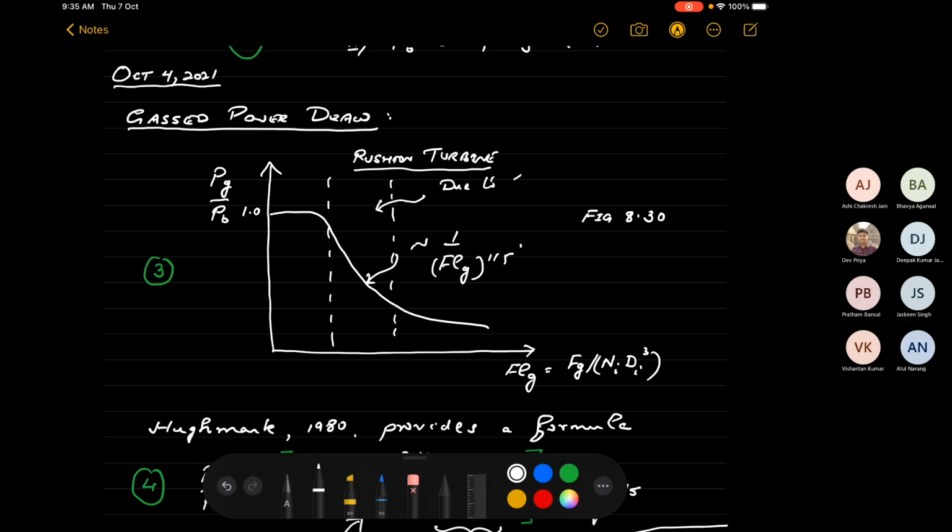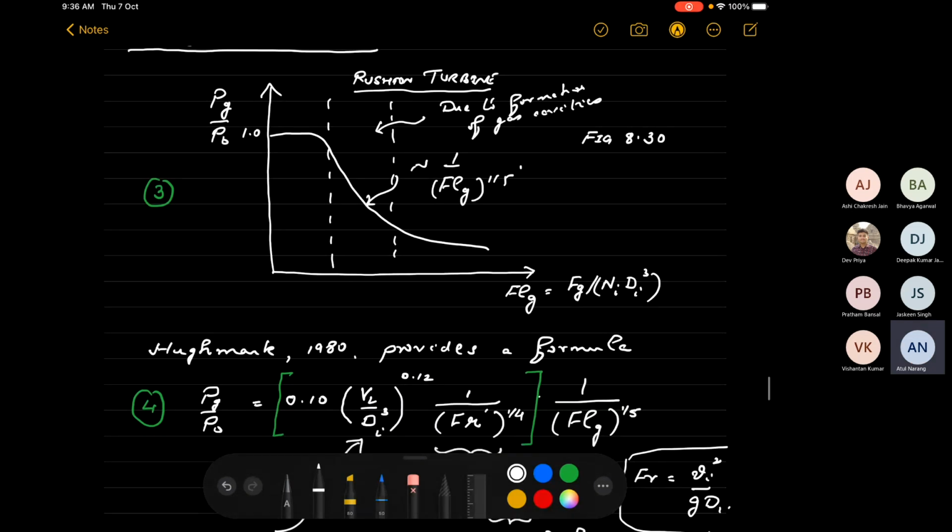This is due to formation of gas cavities. And basically, the book says that you should not operate beyond it. So this is the region where you should operate. Otherwise, small changes in the gas composition and the gas flow rate will cause massive declines in the power draw, which is not good for the reactor because it causes massive stresses and sudden changes in the impeller speed.